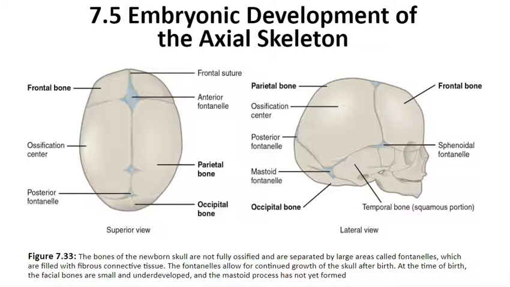Figure 7.33 shows how the bones of the newborn skull are not fully ossified, and they're separated by large areas called fontanelles, which are filled with fibrous connective tissue. The fontanelles allow for continued growth of the skull and the brain after birth. At the time of birth, the facial bones are very small and underdeveloped, and the mastoid process has not yet formed. Let's have a look here of the bones and fontanelles and processes of the baby's skull.